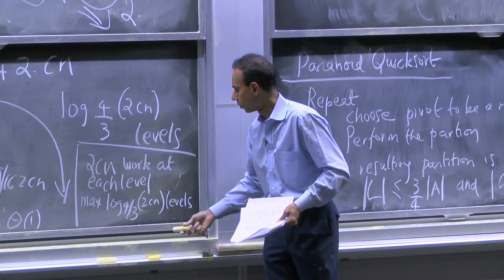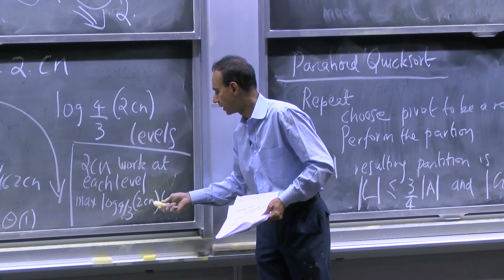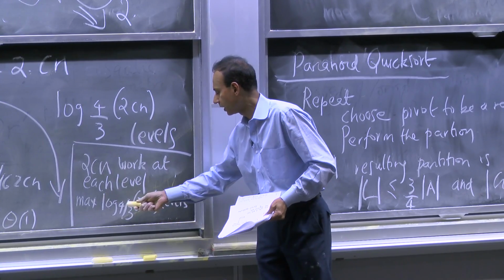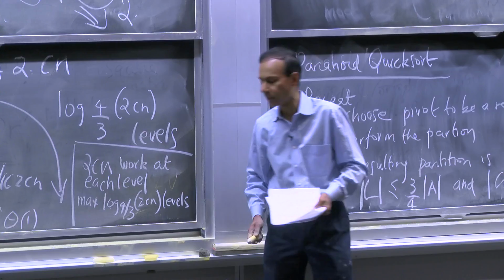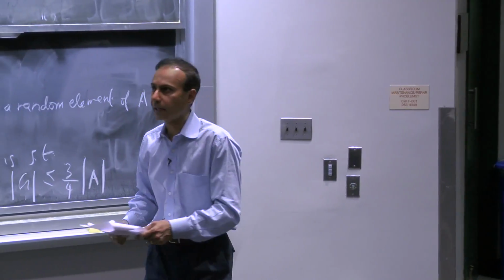Obviously now you can start ignoring the constants. You just keep the log here. You don't care what the base is. You've got an n here, so drop the 2C, drop the 4 over 3, and you get your n log n. Okay? So that's pretty much it.